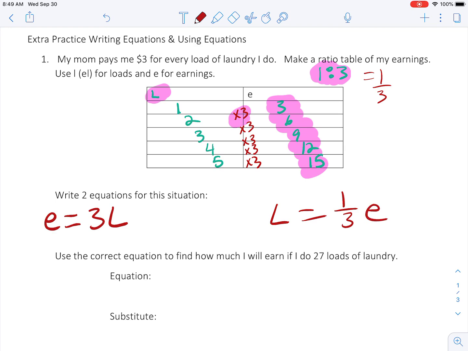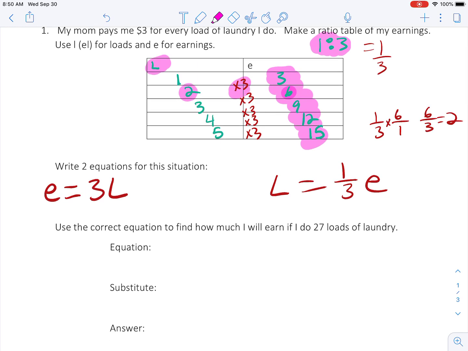Whatever number is in the earnings column, I'm going to multiply that by 1/3 to get the number in the loads column. So this is true because if I take 1/3 and E equals 6, you write a whole number as 6 over 1. We're going to multiply this. We get 6 over 3, which equals 2. So when E is 6, L is 2. And that is true because our equation is correct.